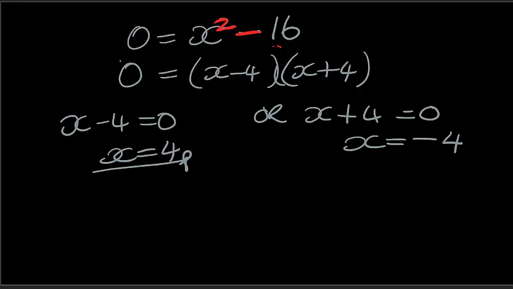What did we do here? We said plus 4 plus 4. Here we said minus 4 minus 4. To get rid of that, I get rid of that. And that's your answer to this question.